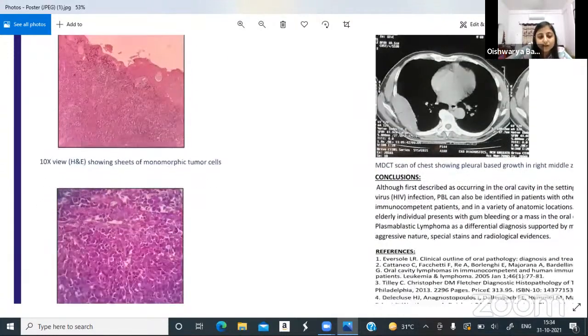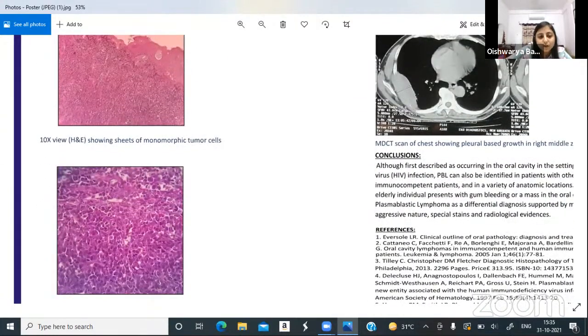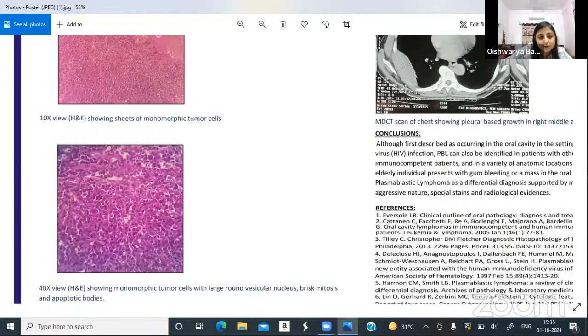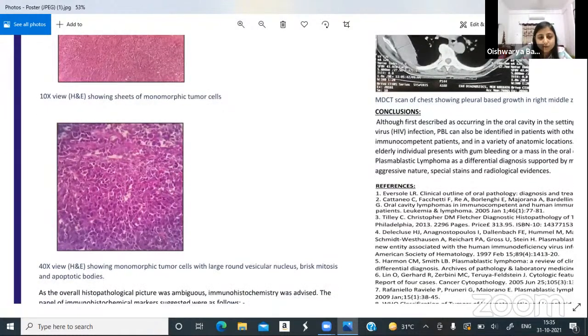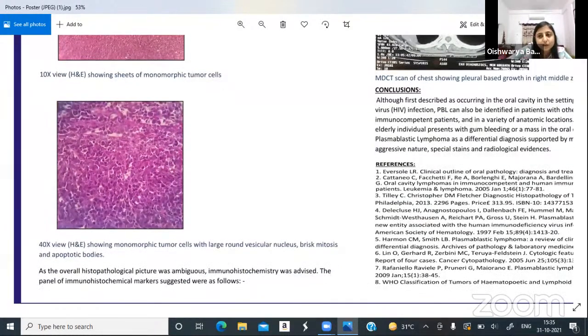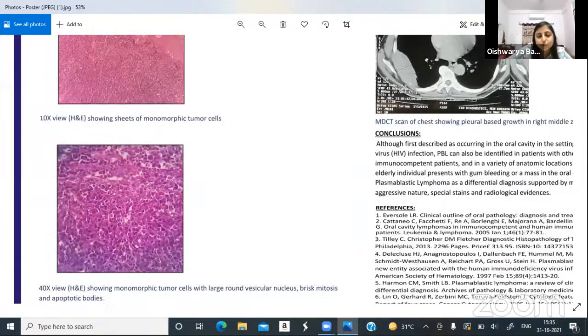Individually, the tumor cells were large with a round, vesicular nucleus having open chromatin and a moderate amount of basophilic cytoplasm. There was brisk mitosis and plenty of apoptotic bodies seen. As the histopathological reports were ambiguous, it showed a malignant neoplasm.